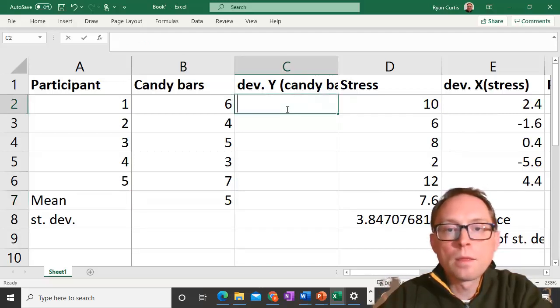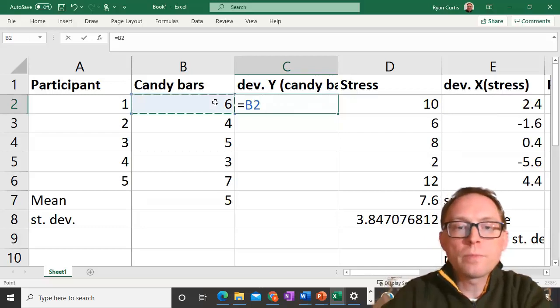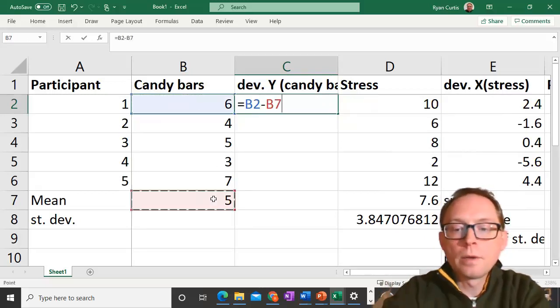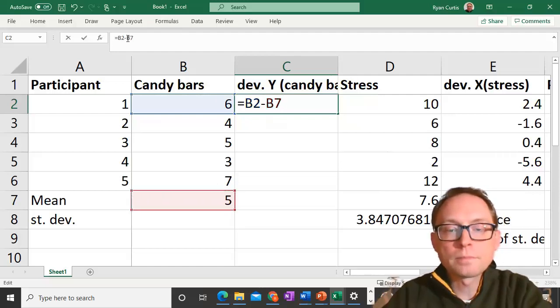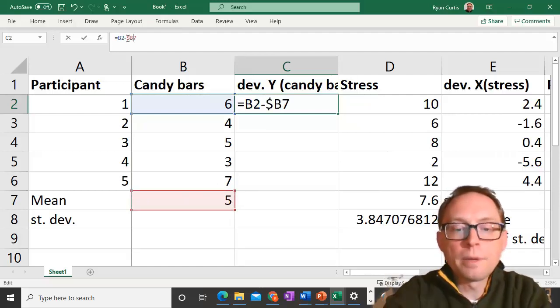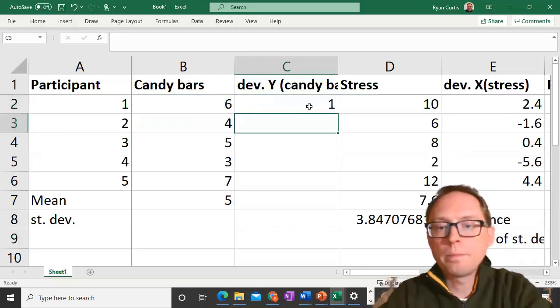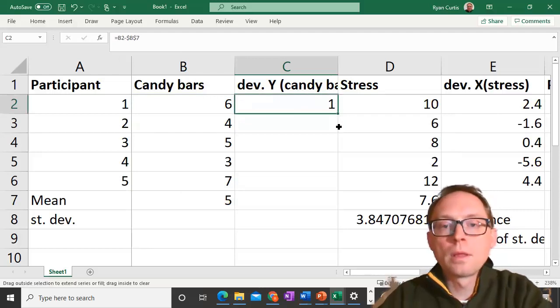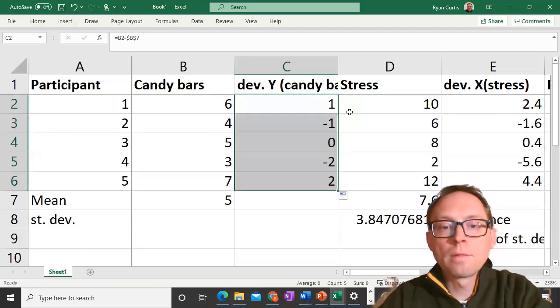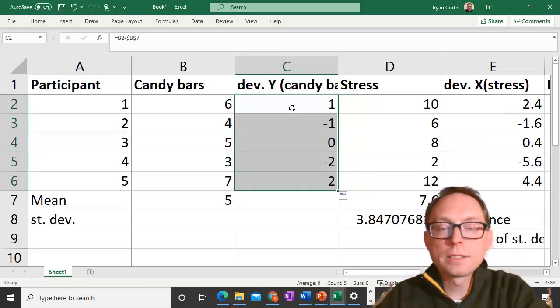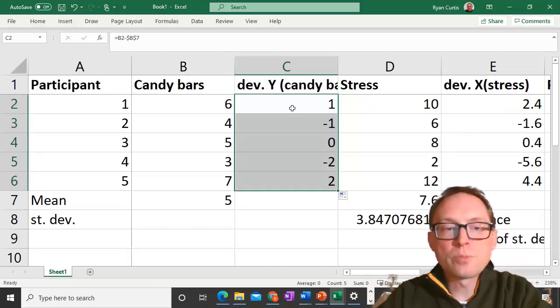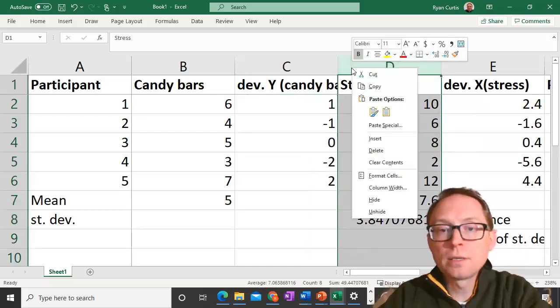Now we need a deviation for each person. That's going to be x minus the mean. In order to not move my mean around, I'm going to put dollar signs before the letter and the number. That's an Excel thing. Then we calculate the deviation for each person for their candy bars. Now we need to get the product of deviations between stress and candy bars.